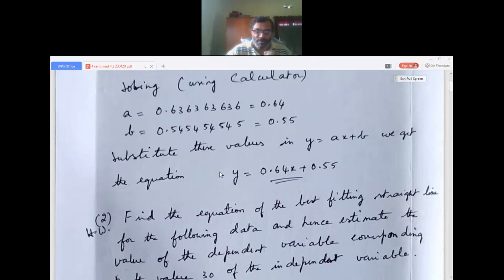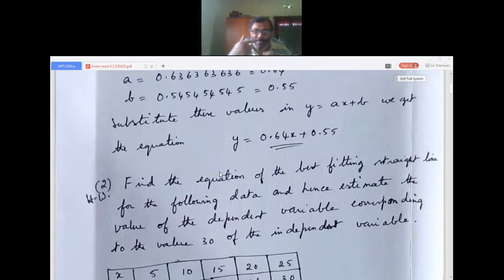Find the equation of the best fitting straight line for the following data, and hence estimate the value of the dependent variable corresponding to the value 30 of the independent variable. This was the homework problem I gave in the last class.